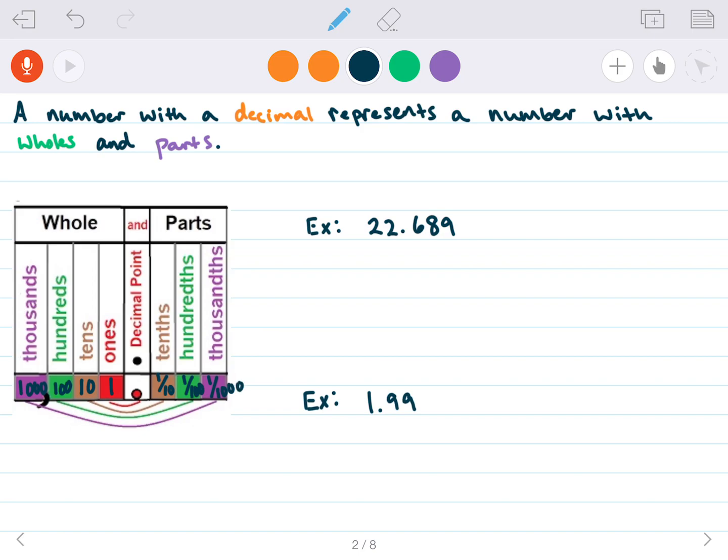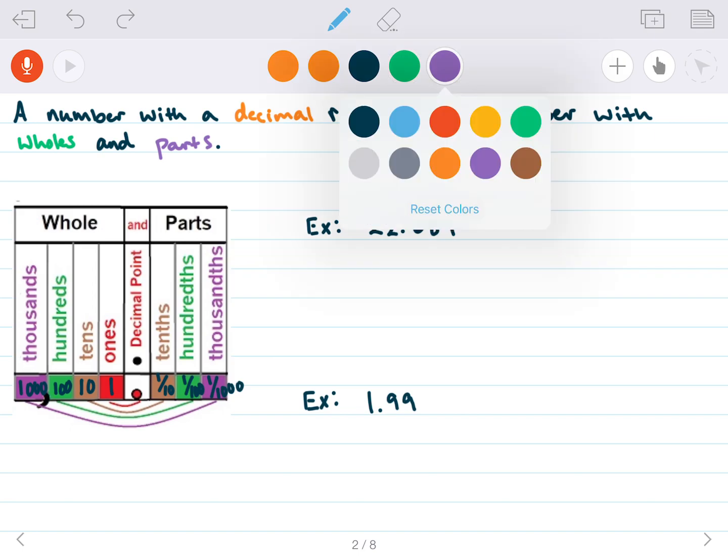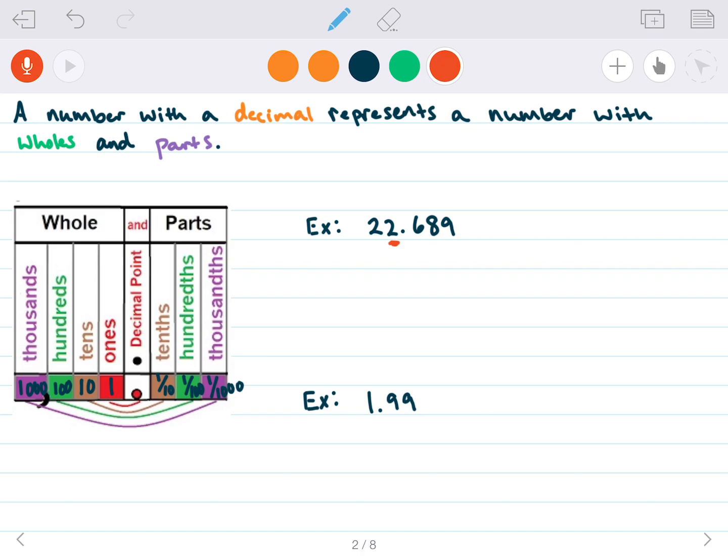So let's talk about decomposing numbers with decimals into their wholes and parts, all right? The first example we have right here is this number. We can say this number is 22.689. Okay, so that's one way we can say it. To decompose this, we look to see what the wholes and the parts are. The number directly to the left of the decimal point is in the ones place, right? So this represents the ones place.